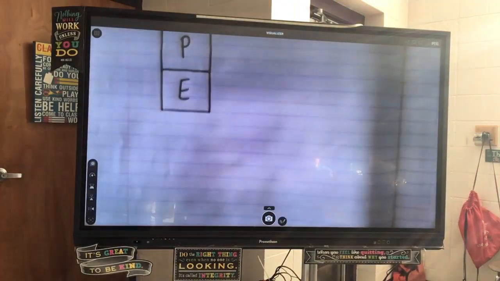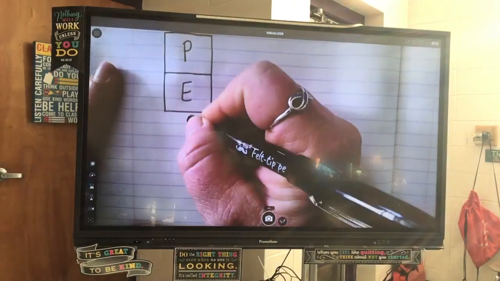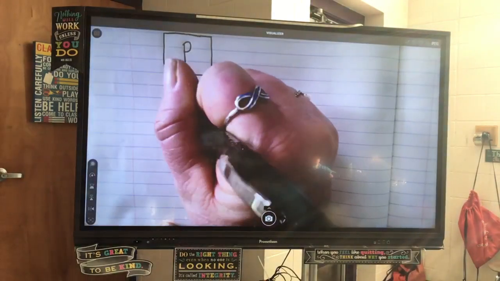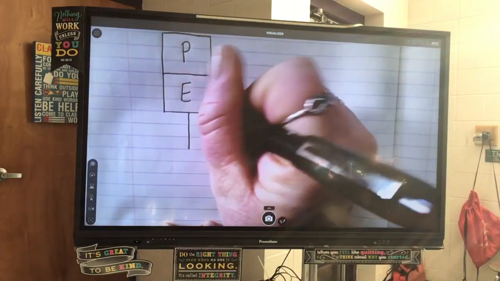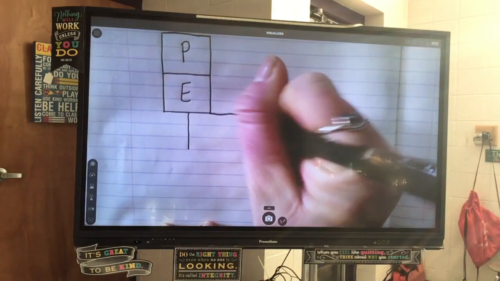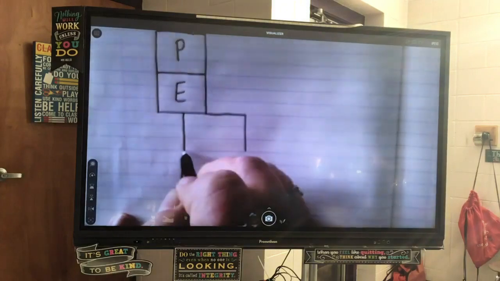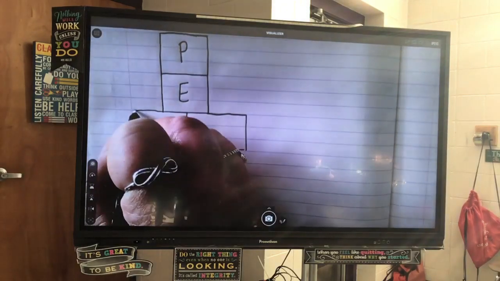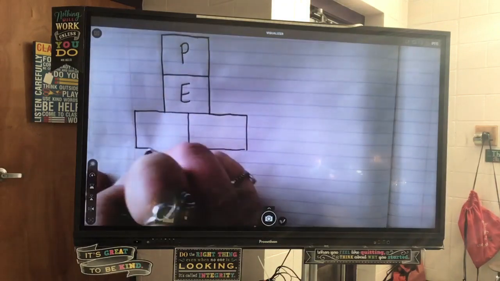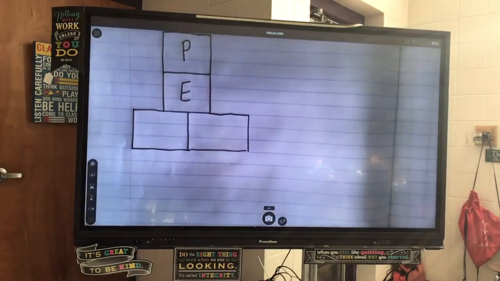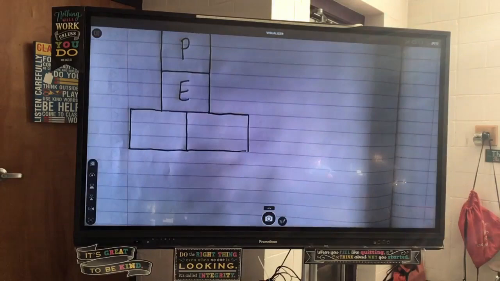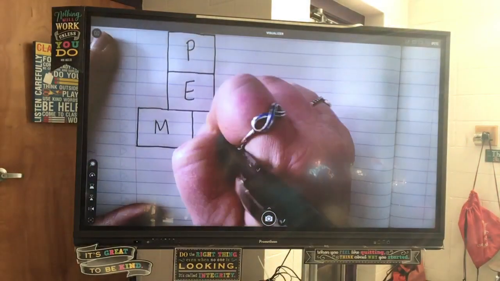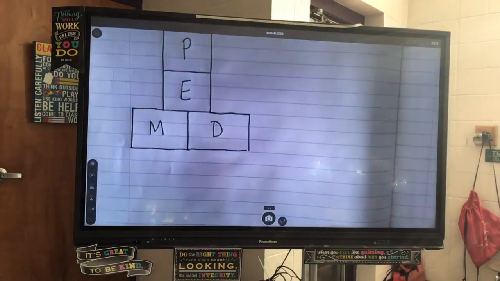Now for the next one, you're actually drawing a line as close to the middle as possible. If it's not exactly the middle, it's fine. But that will also be 3 lines long. And then you're going to extend out and make a rectangle to the right, and extend out and make a rectangle to the left. Right, an M and a D in those boxes.